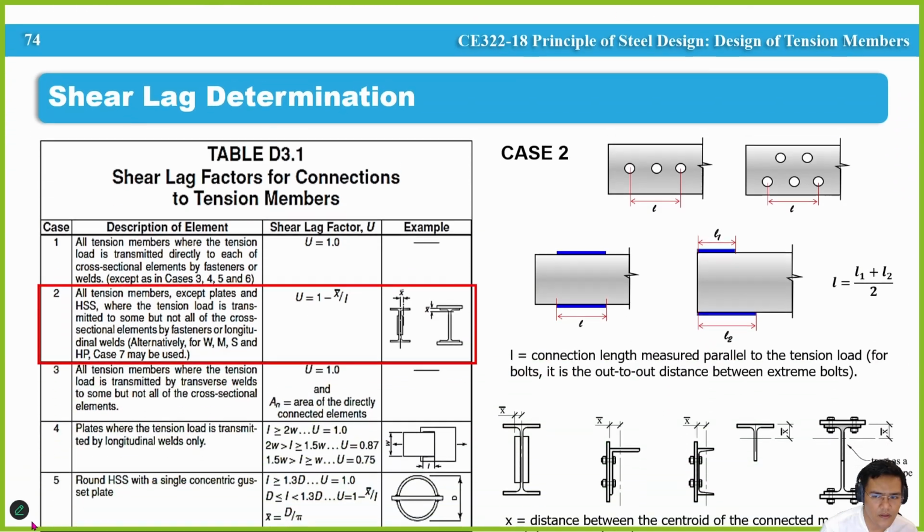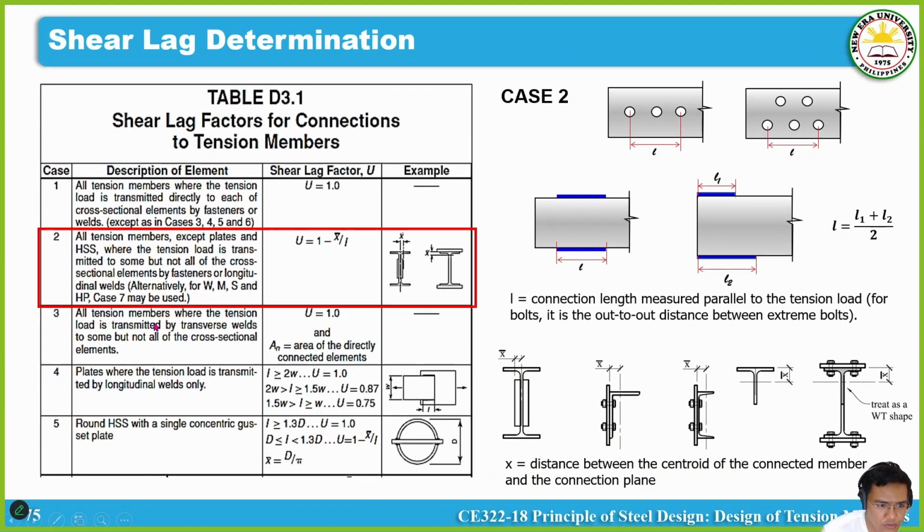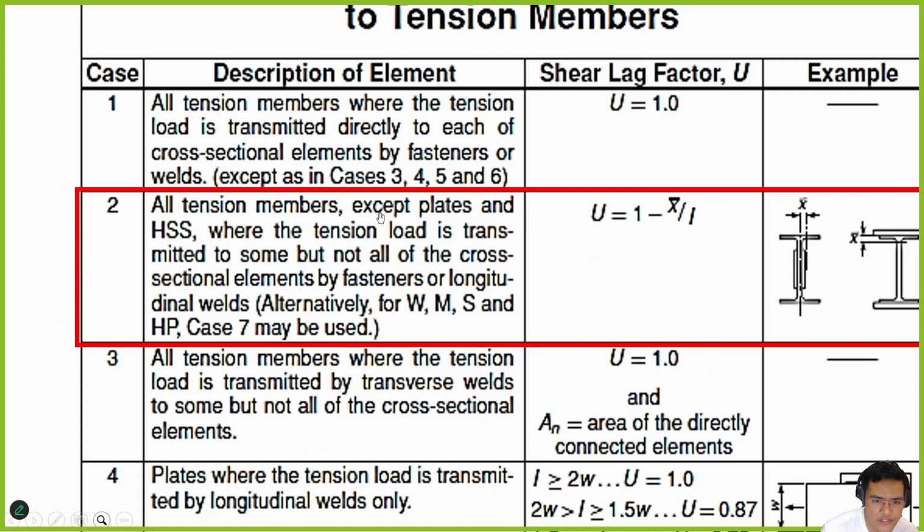For case 2 naman, ito yung description. Okay? Zoom natin. All tension members except plates and hollow structural steel section where the tension load is transmitted to some, but not all of the cross-sectional elements by bolts or longitudinal welds. It was mentioned na alternatively for W, M, S and HP shapes, case 7 may be used. Okay? So ito straightforward din. Keyword dito, some but not all of the elements is connected. And sabi niya, you might also want to check case 7.